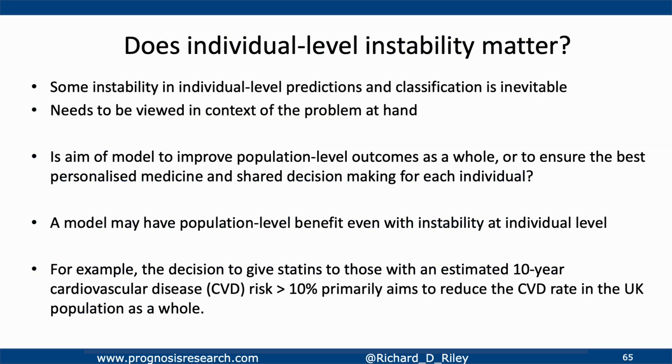Individual stability really does matter because remember, we are using a model to guide individual decision making. Okay, so you could argue that actually a model may still be useful if there's instability, because overall on average we get it right, and at the population level things might improve still. For example, the decision to give statins to those with an estimated 10-year risk of CVD above 10%: you're trying to generally across the population reduce the CVD rate, and that might still work.